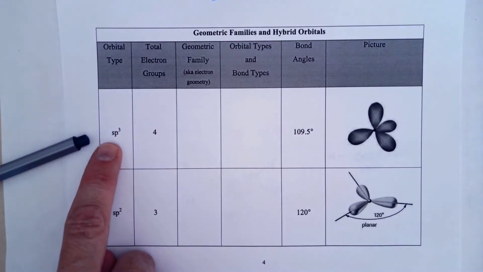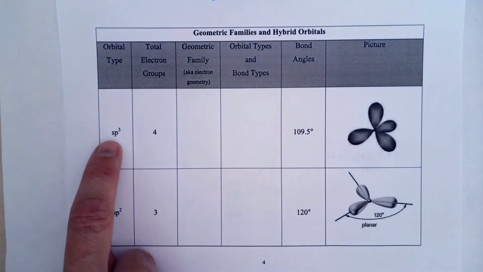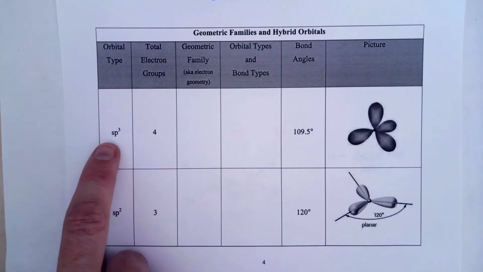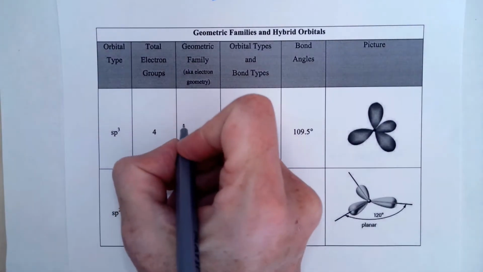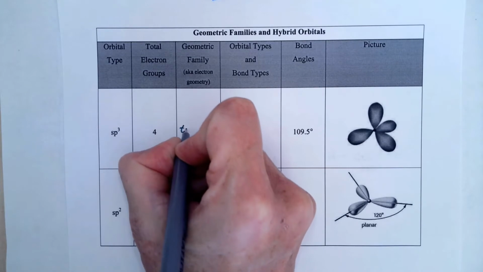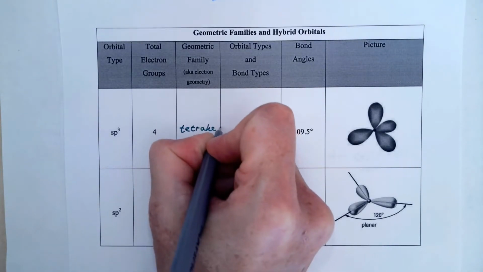So I'm going to start with sp cubed, since we already talked about that a little bit. How are you going to know if a central atom uses sp cubed hybridization? The key is to look at its electron geometry. So for sp cubed, that will fall under tetrahedral electron geometry.